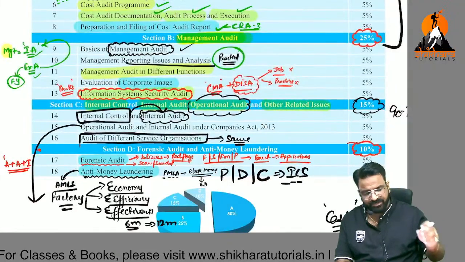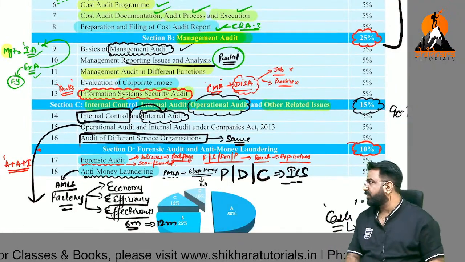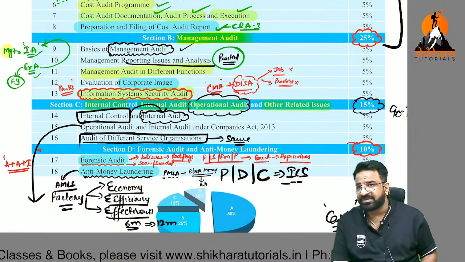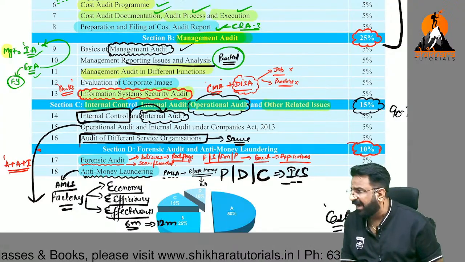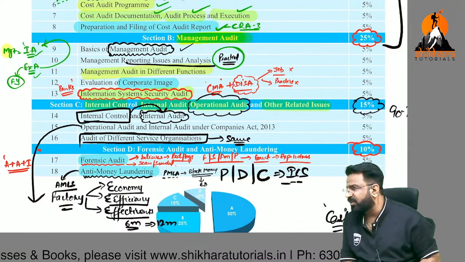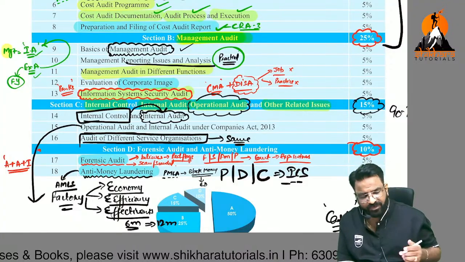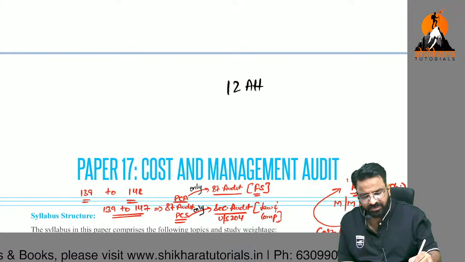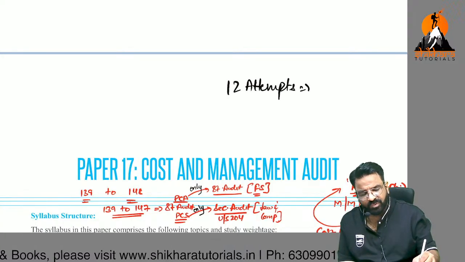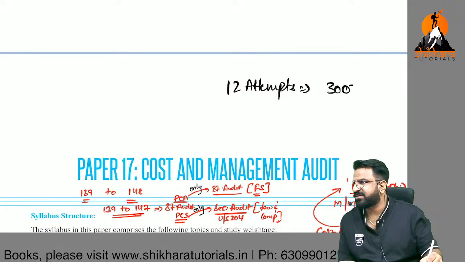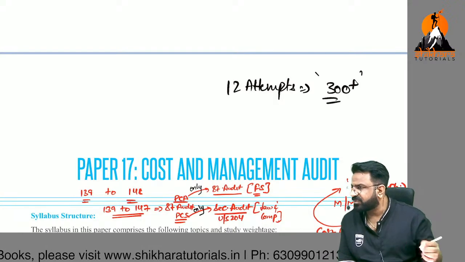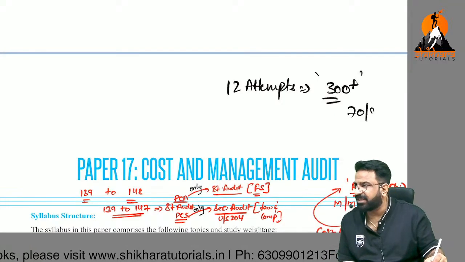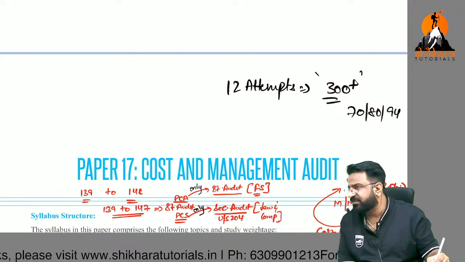So this portion is going to give you 10 marks out of 100. Don't worry, I have created some 300 pages of handwritten notes for you. That is all you have to do. Our track record is very good. Out of the last 12 attempts, I have generated more than 300 exemptions. Most of the students got 70 plus, 80 plus. Last time we had 94 also in auditing.